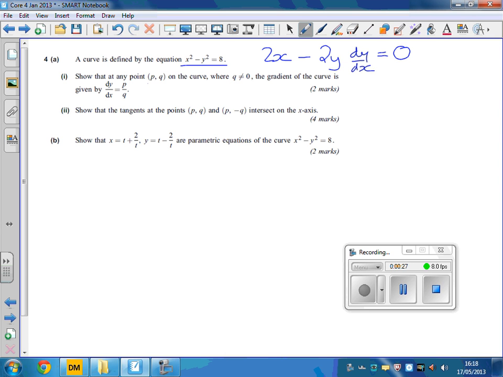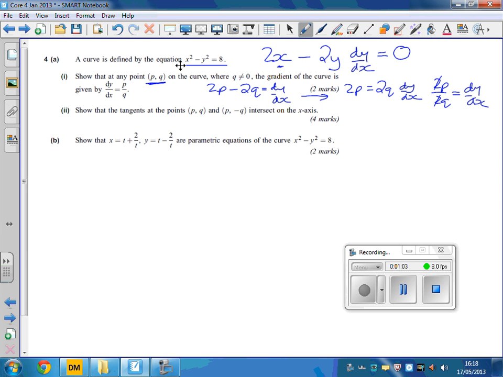We've been asked to find out what the gradient of this is at P, Q. So let's put the P where the x is here, that's 2P, and the Q where the y is here, so that's 2Q dy by dx. The answer's given here, so we have to do some rearranging just to show that we can do this. Add those things to both sides, gives us 2Q dy by dx equals 2P. Divide both sides by 2Q, gives us 2P over 2Q, and cancel the 2's. So the gradient is P over Q.